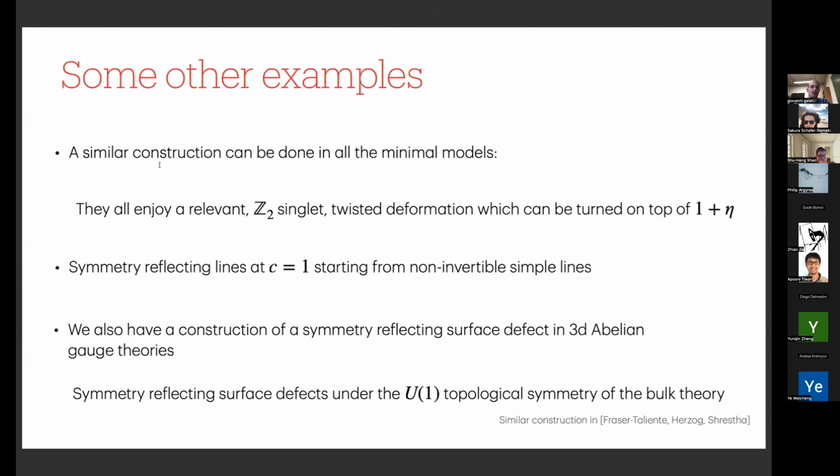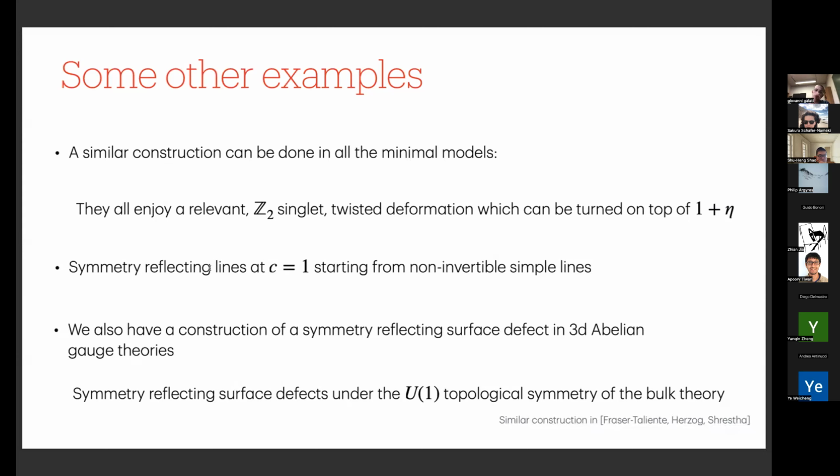For example, one can do a similar construction for all the minimal models in the diagonal modular invariant theory. We know that these minimal models all have a Z2 symmetry. And just by a simple analysis of the twisted Hilbert spaces of these theories, we can see that there is always a relevant Z2 singlet twist deformation, which can be turned on top of 1 plus eta.